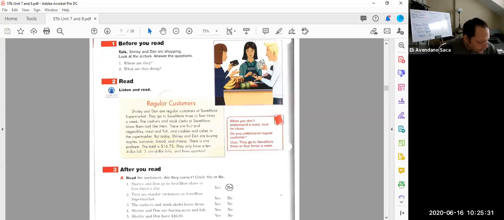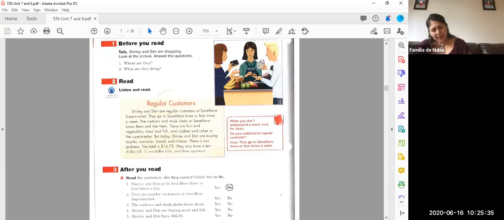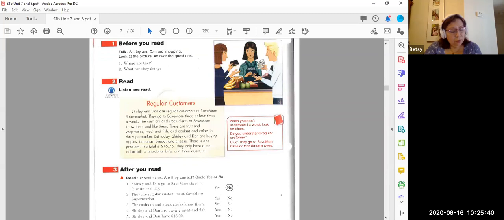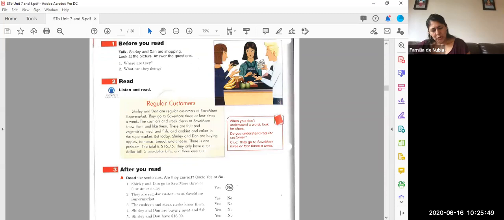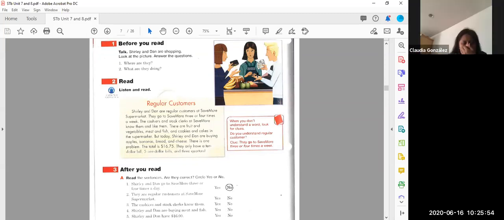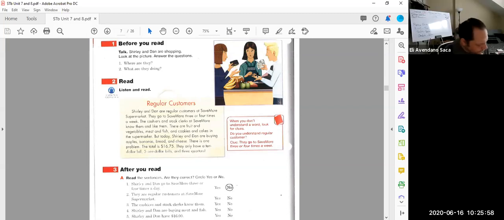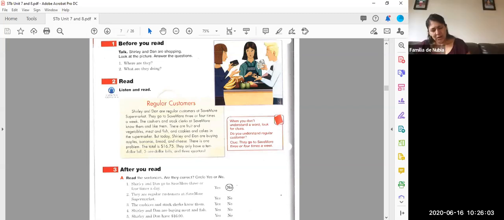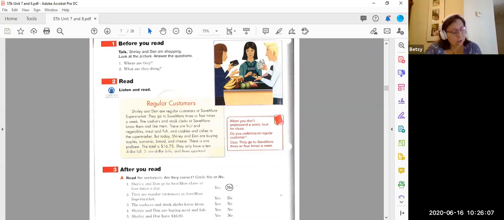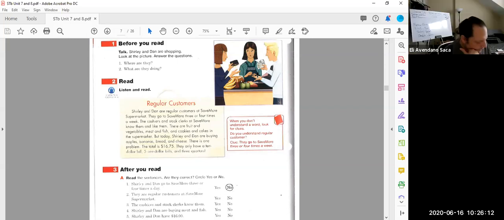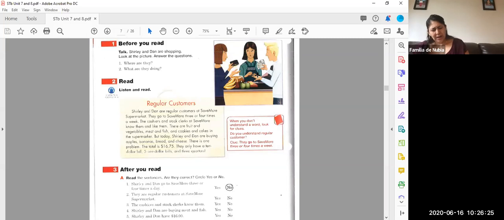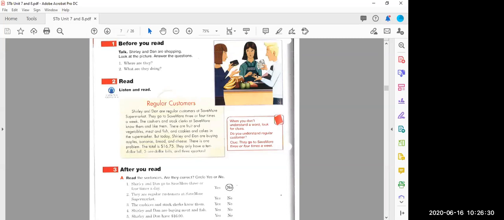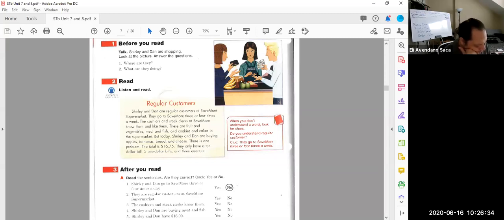Shirley and Don are regular customers at Save More Supermarket. They go to Save More 3 or 4 times a week. The cashier and stock clerks at Save More know them and like them. There are fruit and vegetables, meat and fish, and cookies and cakes in the supermarket. But today, Shirley and Don are buying apples, bananas, bread, and cheese.